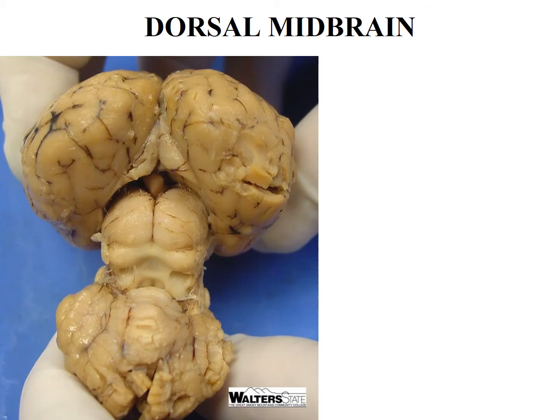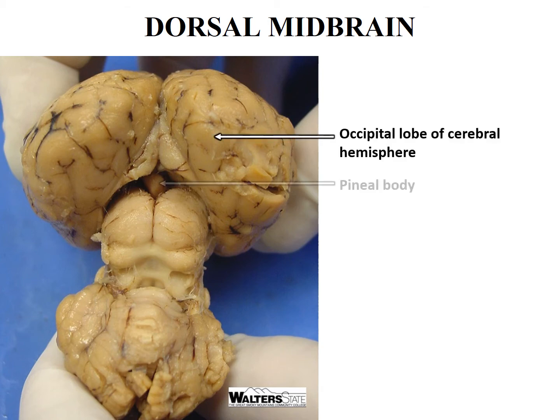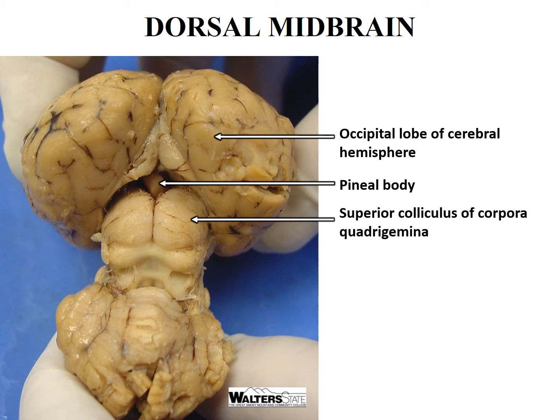So this is a look at the dorsal midbrain, and what the person here has done is to pull the cerebrum up and away from the brainstem. Looking at some of the labeled things here, this is the occipital lobe of the cerebral hemisphere. This is the pineal body, which is technically part of the diencephalon. It is sometimes called part of the epithalamus.